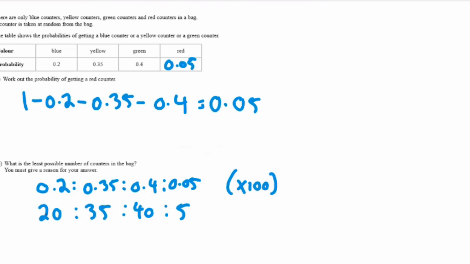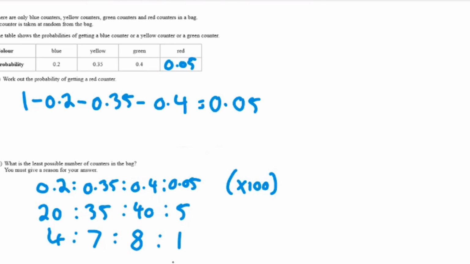This would be an amount of counters that would work, that would have these probabilities. But it's not the least possible number. Now that they are in whole numbers, we need to simplify by taking out a common factor. What number goes into all of these? 5. So if you divide them all by 5, 20 becomes a 4, 35 becomes a 7, 40 becomes an 8, and the 5 becomes a 1.